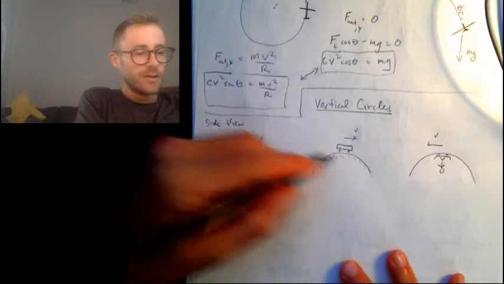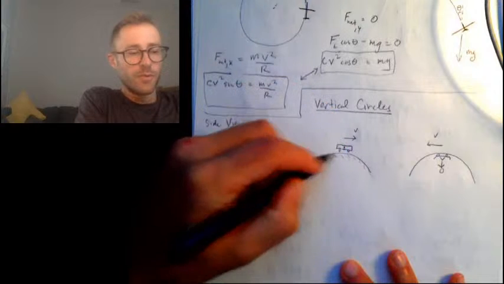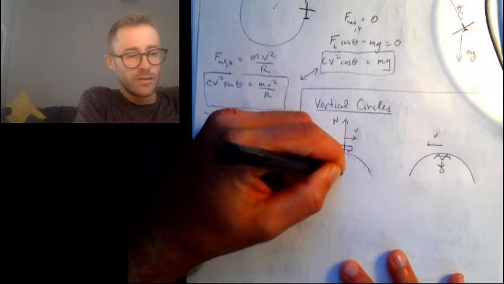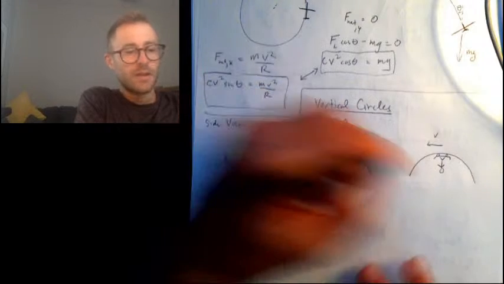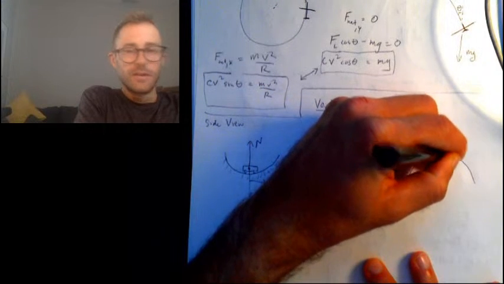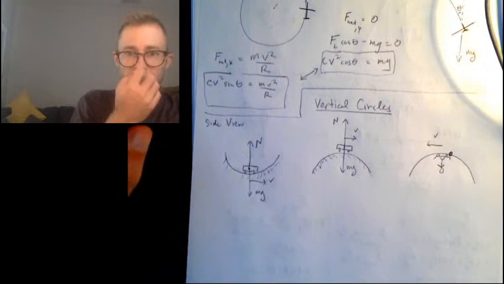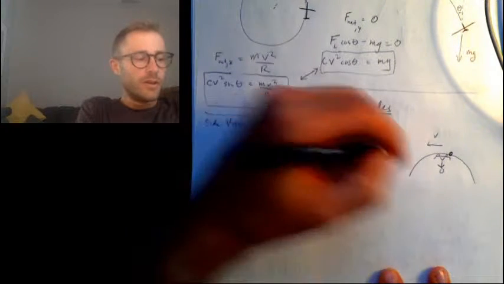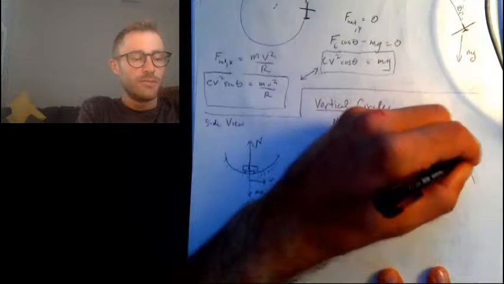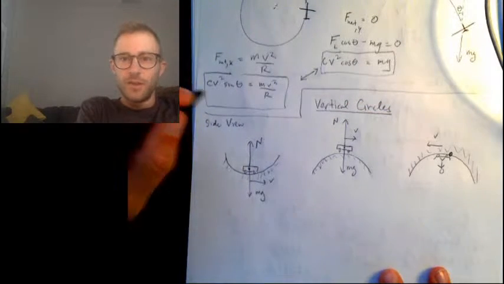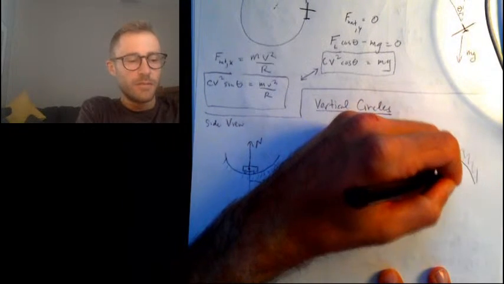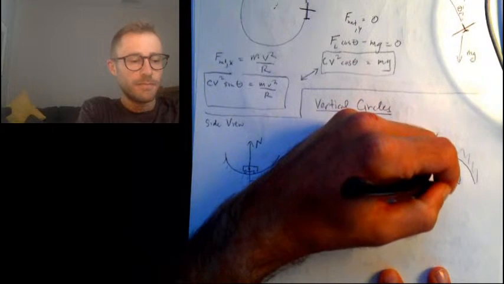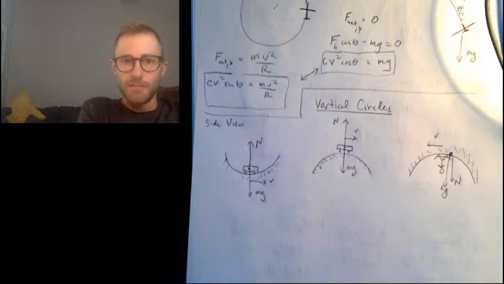Okay. Here, again, you have the floor below you. So the normal force points upward and the weight force points downward. Here you have the floor is above you. So that means that the normal force points downward and the weight force points downward. Okay?